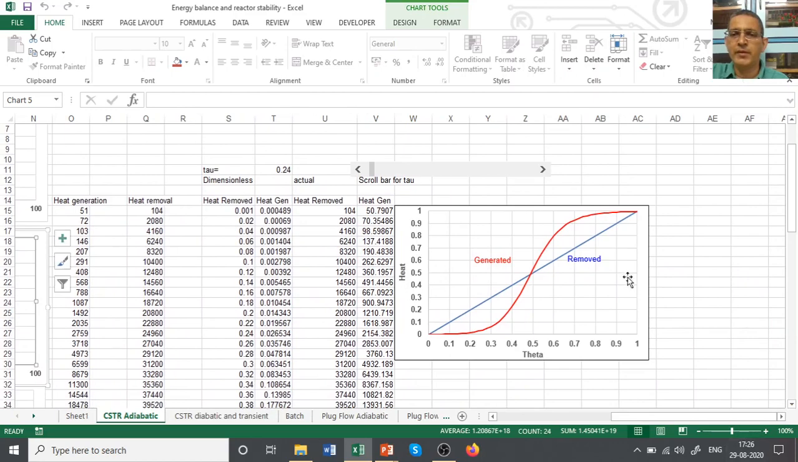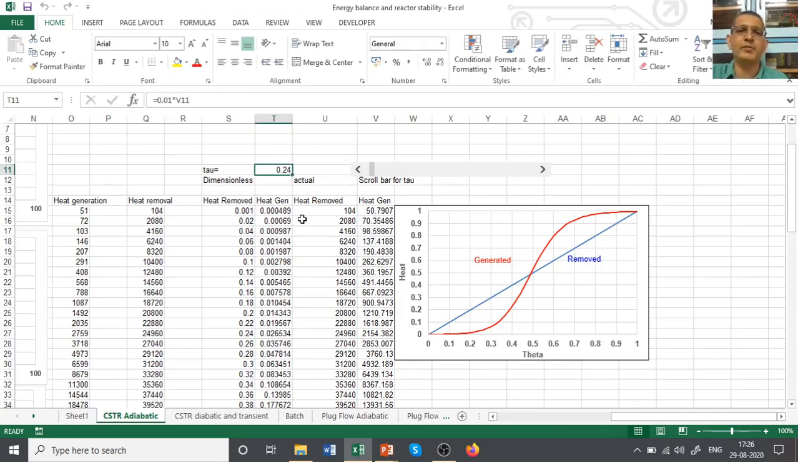This red curve is the heat generation curve, and the blue curve is the heat removal curve. So heat removed or heat generated is plotted with respect to theta for different values of tau. Sorry, it's in terms of theta, not tau. So tau here is 0.24.